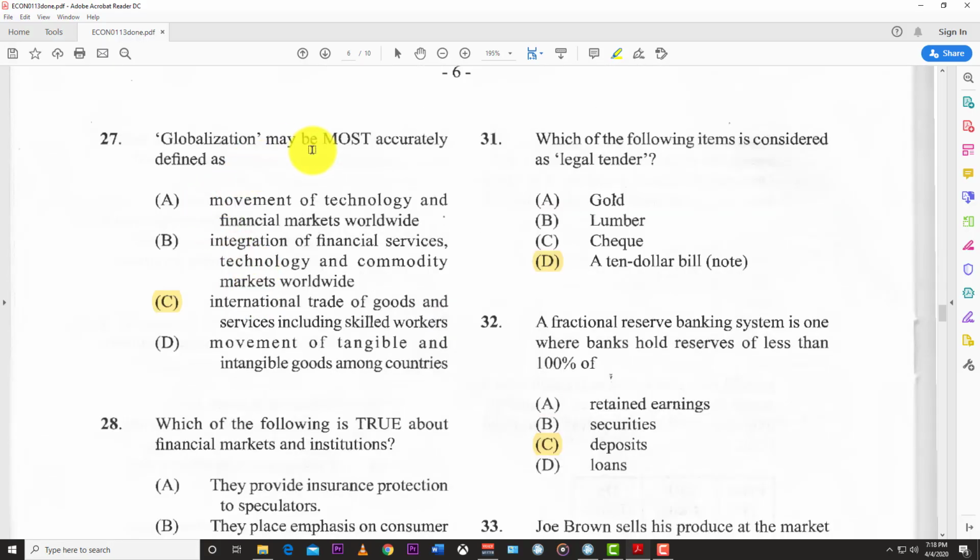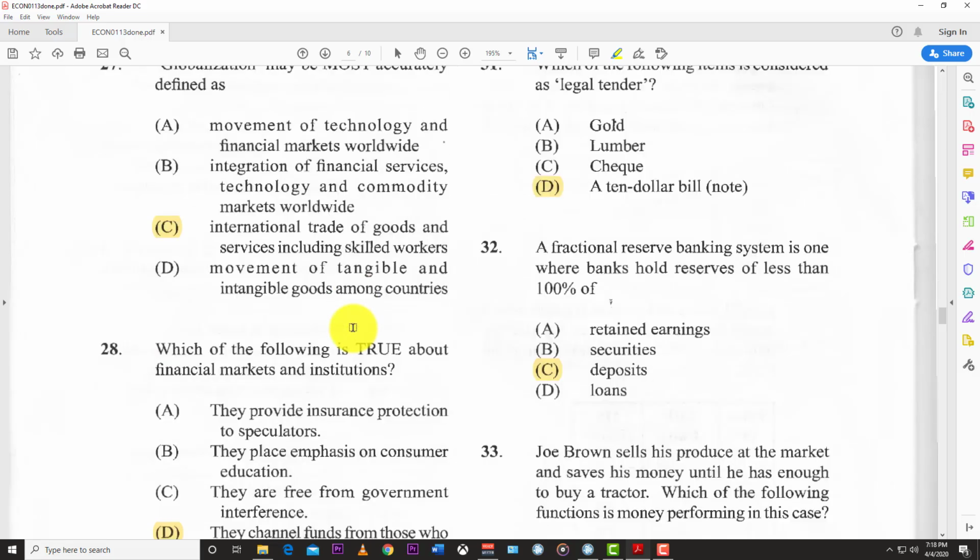27, globalization is most accurately defined as, and the best answer is C, international trade of goods and services, including skilled workers. That's a key part there, including skilled workers. Globalization also includes goods and services and people.